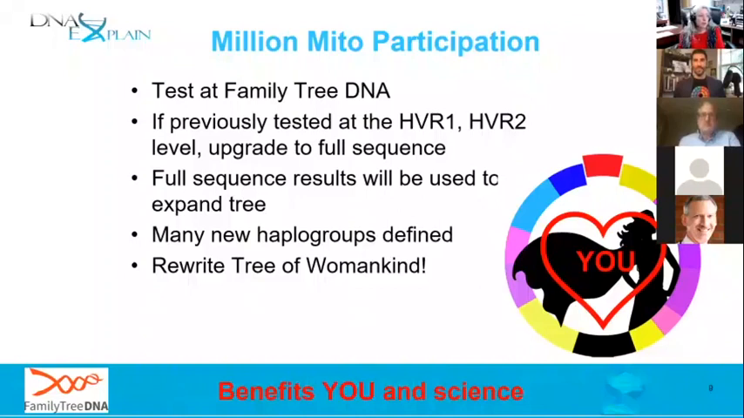So here's the participation. You can test if you haven't. If you previously tested at the HBR1 or HBR2 levels, you can upgrade to full sequence, because that's really what we need. The full sequence results will be used to expand the tree. We're adding them to the tree, which will be reflected in the free tree that I mentioned earlier. The free Y tree is there too, and that has the country flags of everybody with that haplogroup, not just the people that match you.